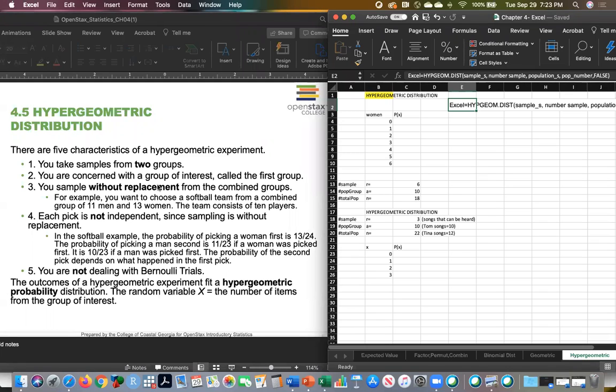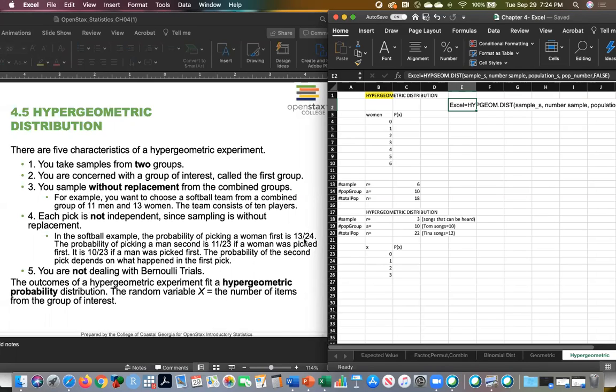So you sample without replacement from the combined groups. For example, you want to choose a softball team from a combined group of men and women. The team consists of 10 players. Each pick is not independent, since sampling is without replacement. So here we are not dealing with what is called a Bernoulli trial. In the softball example, the probability of picking a woman first is 13/24. So we have 13 women and 11 men.